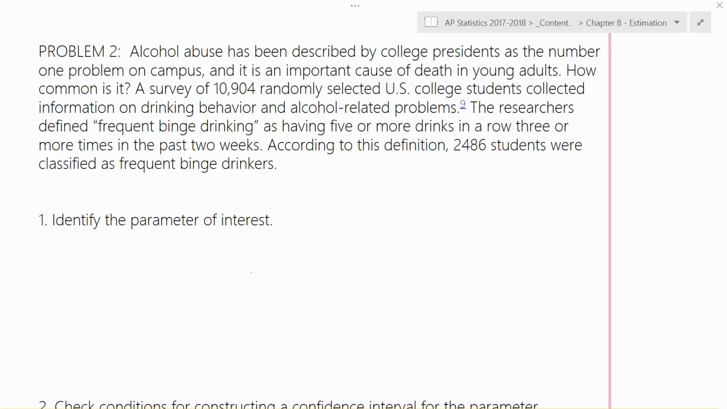And we've been focusing on estimating proportions. So this problem is about alcohol abuse, and it's defined as binge drinking is more than 5 drinks in a row 3 or more times in the past 2 weeks. So if I read through the problem and identify the key pieces, I see that a survey of 10,904 randomly selected, that's good, U.S. college students collected the information on drinking. And what was found is that of that group, 2,486 were defined as binge drinkers.